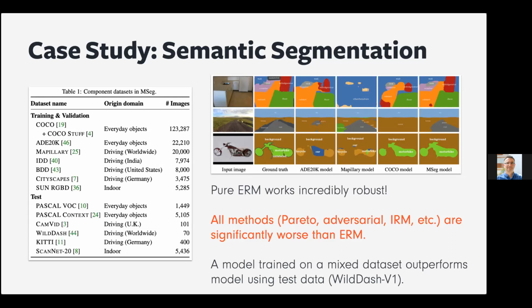We even submitted to a challenge, the WildDash segmentation challenge. It actually came first and beat the models that use the data, without using the data. This is good news, but all the methods failed: Pareto optimization, adversarial learning, IRM, anything imaginable. I didn't put the numbers because they are really bad. I think the signal is that it doesn't work. The last 10 years of machine learning algorithms don't do anything here.